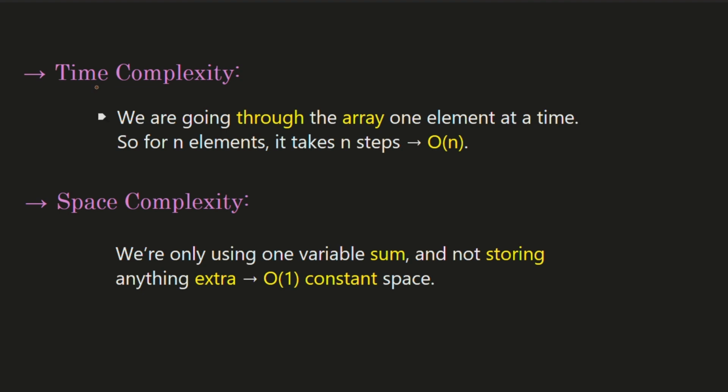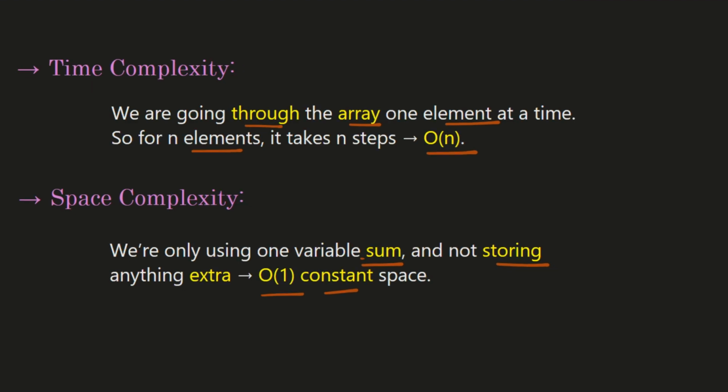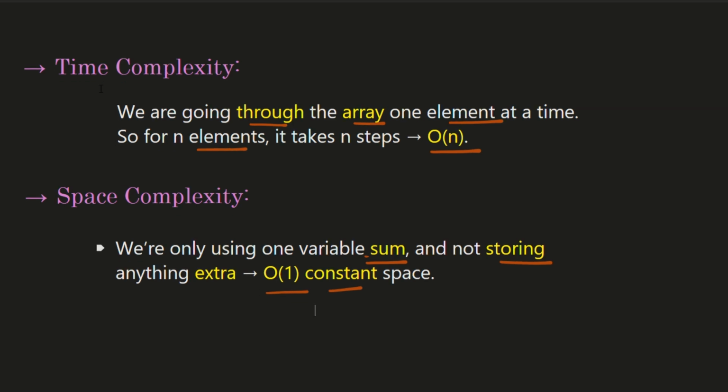We are going through the array one element at a time. So for n elements, it takes n steps, O(n). Space complexity. We were only using one variable sum and not storing anything extra, O(1). Constant space. Think of it like you were using just a notepad to keep track of the total. Doesn't matter how long the list is, you were using only one small space.